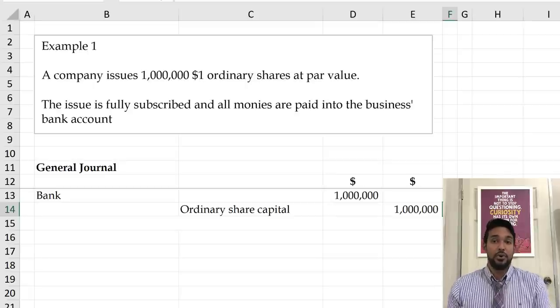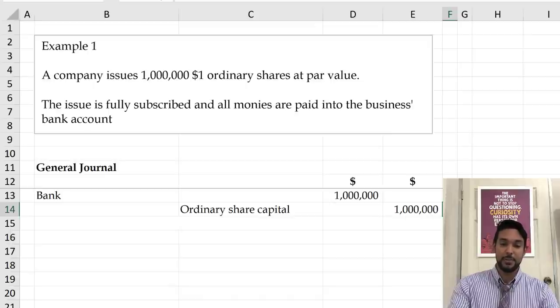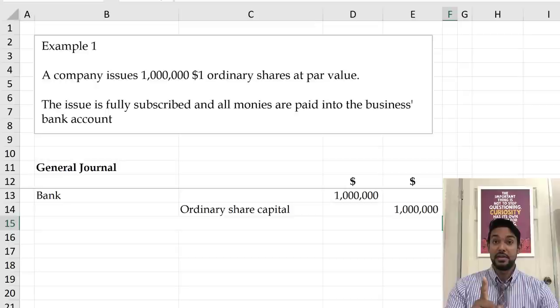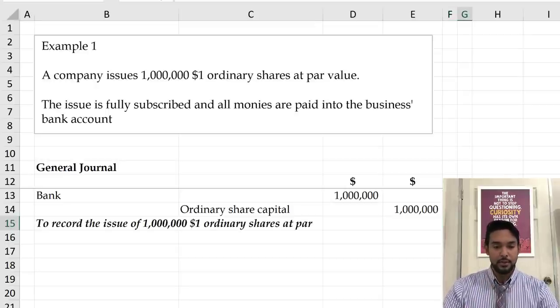You can also have ordinary share capital at par values, or ordinary shares at par value. There are different things you can put. I usually put whatever the question has given me. Although I didn't do that here, I have ordinary share capital and it says ordinary shares at par value. So it's not fixed. Narratives. A narrative is a brief description of the transaction, what happened: to record the issue of $1,000,000 ordinary shares at par.